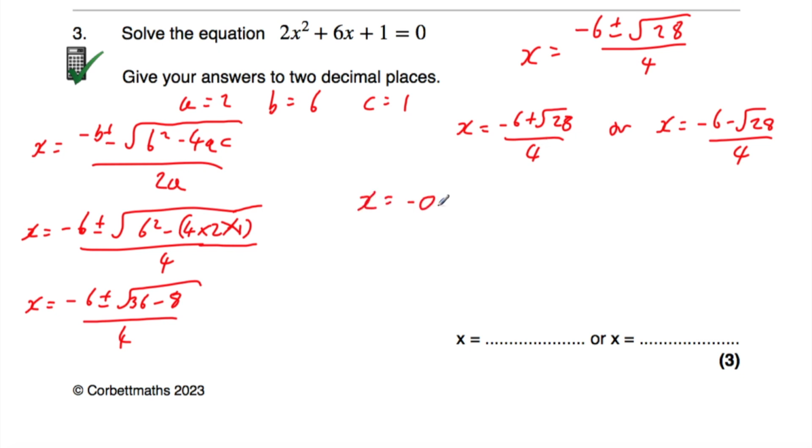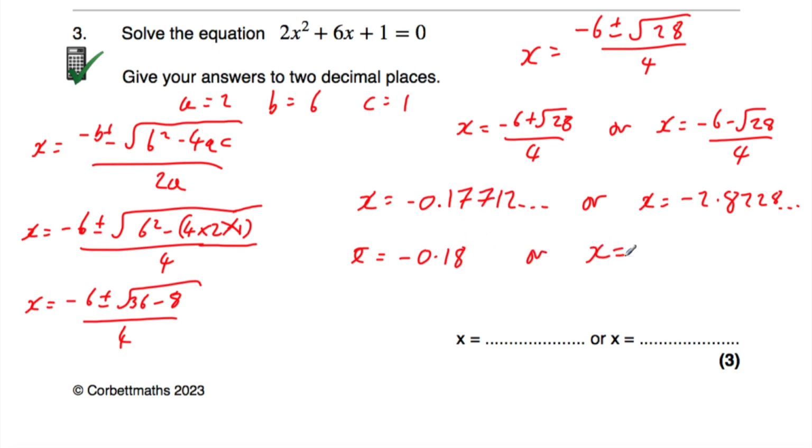X is equal to negative 0.17712 and so on, or in this case just changing the plus sign to a subtract, so that would be x is equal to negative 2.8228 and so on. And we've been asked to give our answers to two decimal places. That means that either x is equal to negative 0.18 because we've got 78, so we're going to round up, or x is equal to negative 2.82, because we've got 2 next, so it's going to stay 2. So there's our two possible solutions, that x is equal to negative 0.18 or x is equal to negative 2.82. So there are two solutions to this equation.